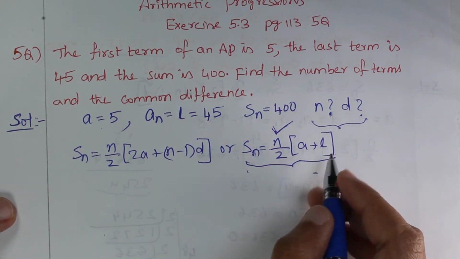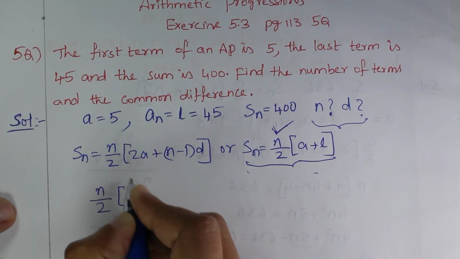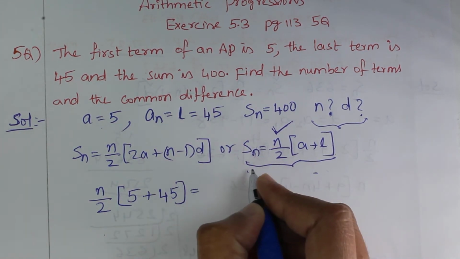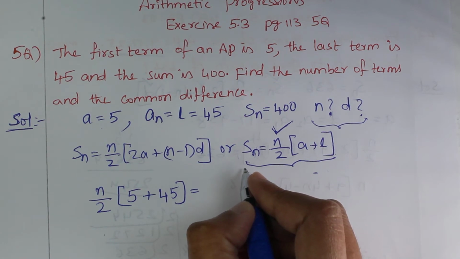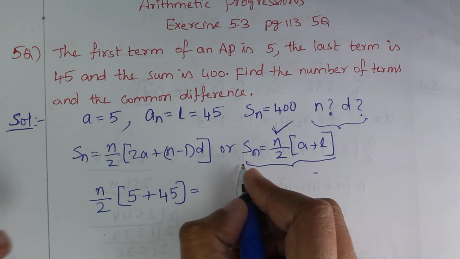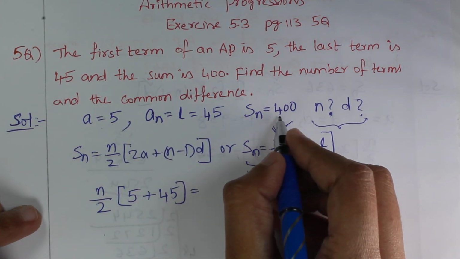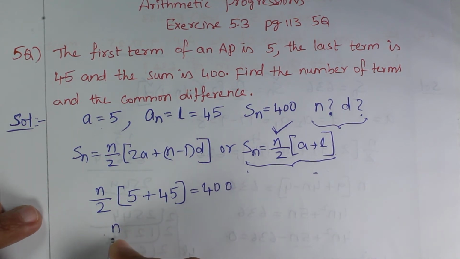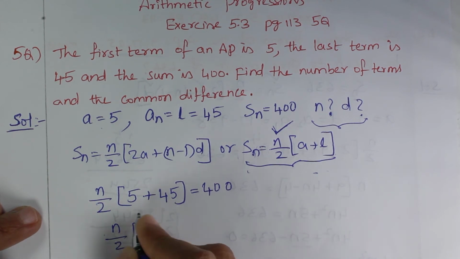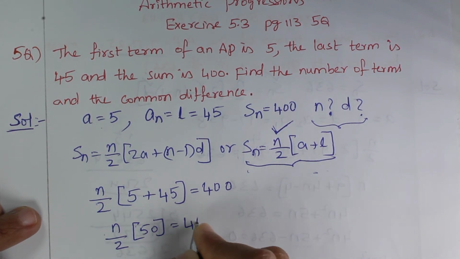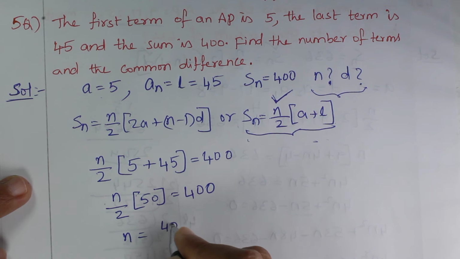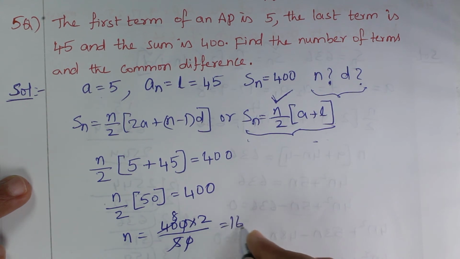So let's substitute the values in this equation. n by 2 into a, which is 5, plus the last term, 45, is equal to, what is the sum of the first n terms? 400. n by 2 into 50 is equal to 400. n is equal to 400 into 2 divided by 50. 5 8s are 40, 8 2s are 16.